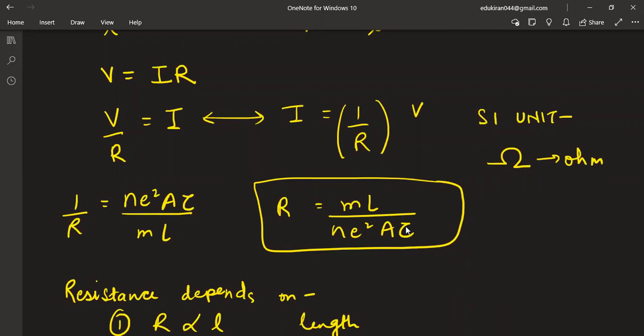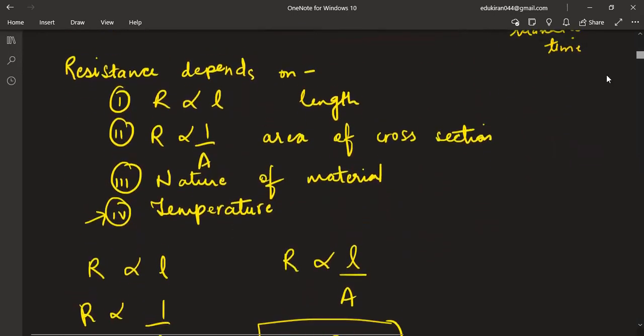How do we sum up? So we take the average value. The average of all the relaxation times is known as the average relaxation time. Now, resistance depends upon 4 quantities.